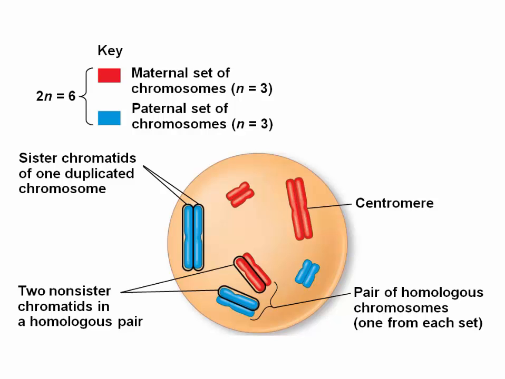So in this picture, what we're looking at is some mythical individual with only 3 pairs of chromosomes. Okay, so his 2N number or diploid number is 6, and the red chromosomes, we're going to color them and say that they're from the mom, and the blue ones are from the dad.